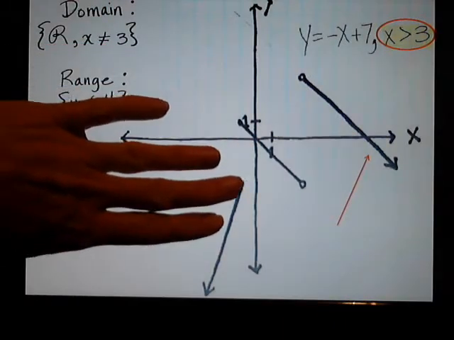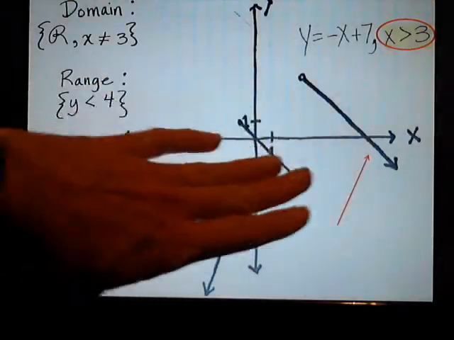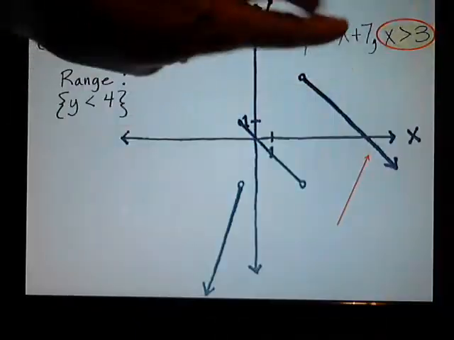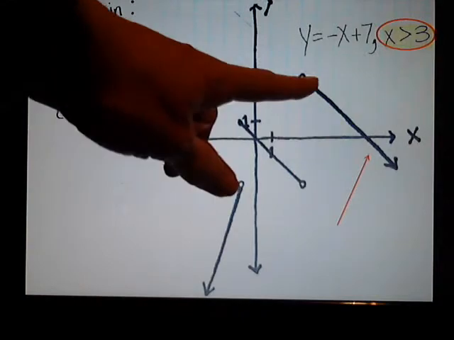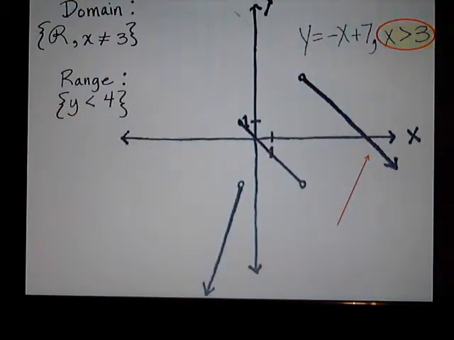And then for range, we look at the graph as far as all the y values. We have nothing up here, so it is everything below 4.